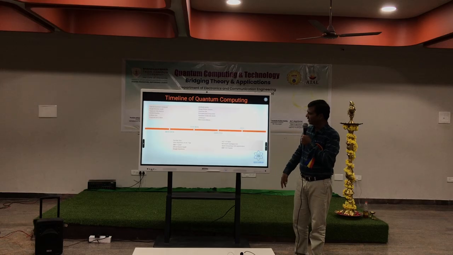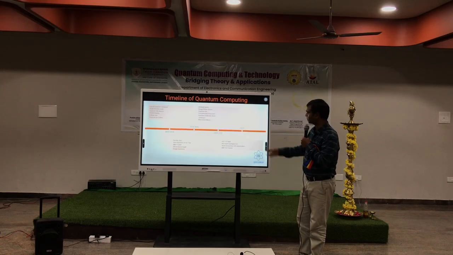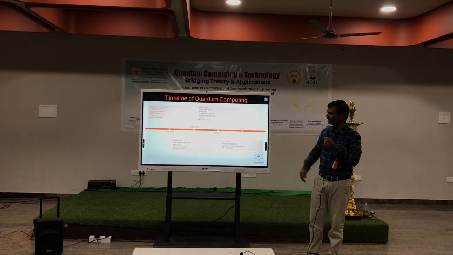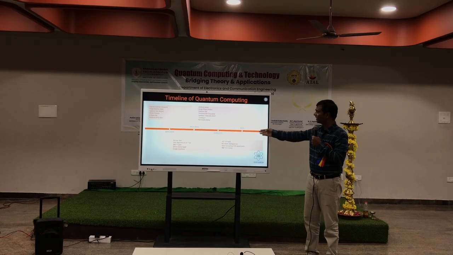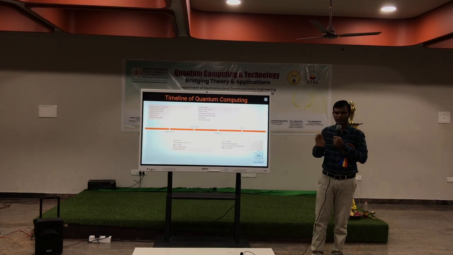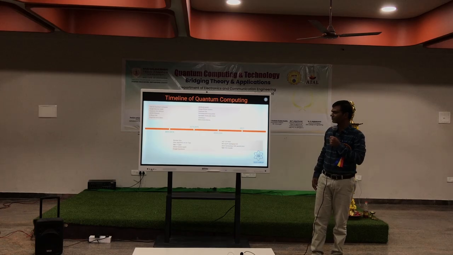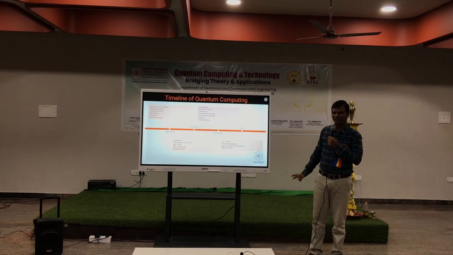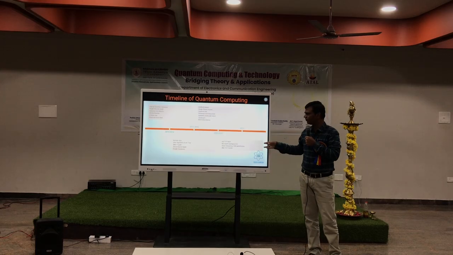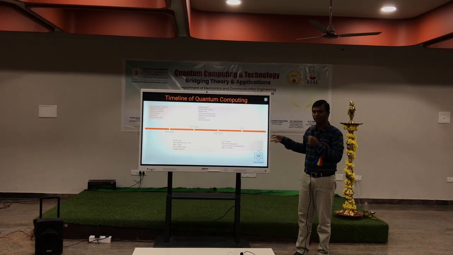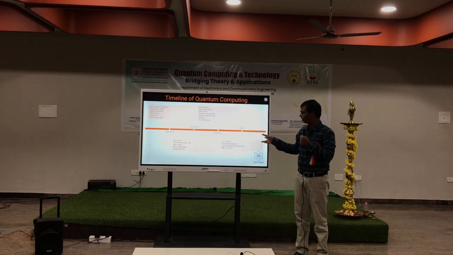And this is the timeline of how quantum computing evolved over a period of time, from 2010 to 2023. These are not necessary, but for information purposes you can go through them. Anyhow, I will share this with all of you.